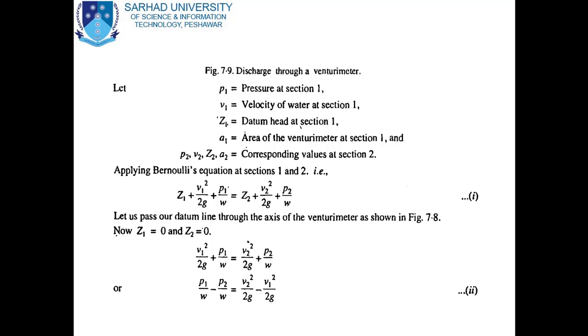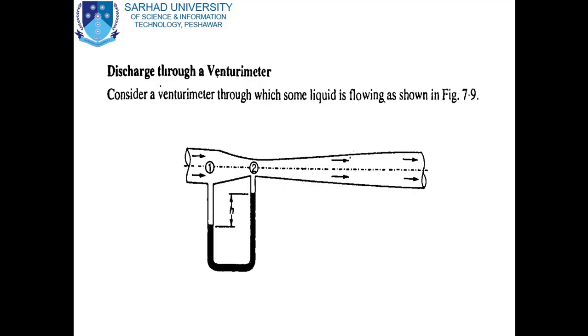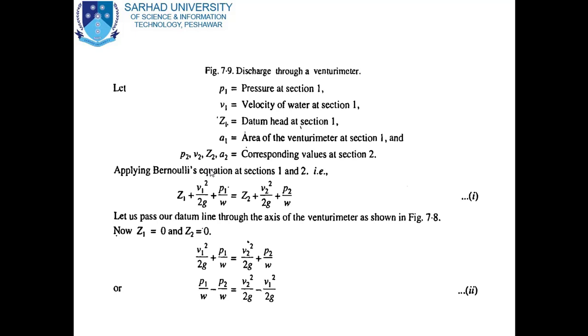Now let's pass our datum line through the axis of the Venturimeter as shown in figure 7.8. As you can see, this is the center of the pipe, and let the datum line pass through the center of the pipe, the center of the Venturimeter. So as a result, Z1 and Z2 will be equal to 0. So equation 1 comes out to be V1 square divided by 2g plus P1 divided by omega is equal to V2 square divided by 2g plus P2 divided by omega.